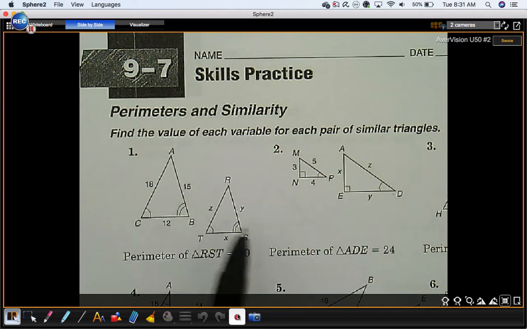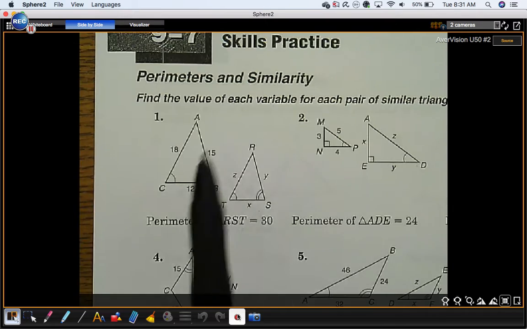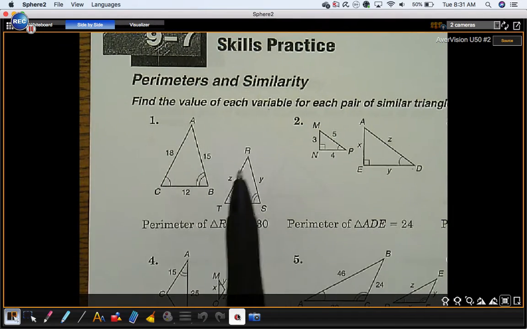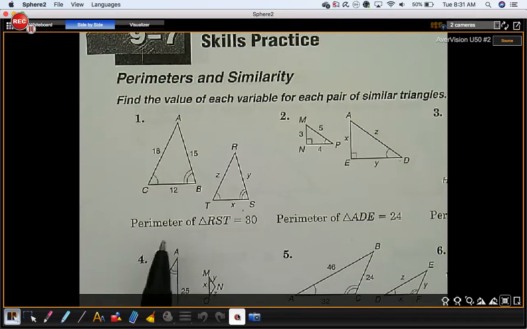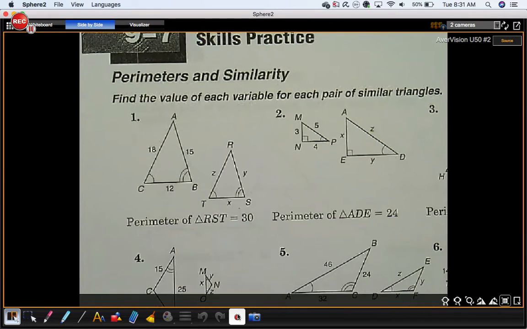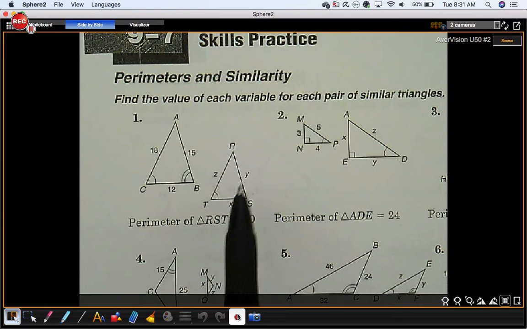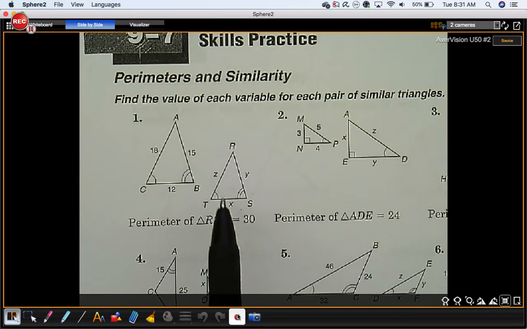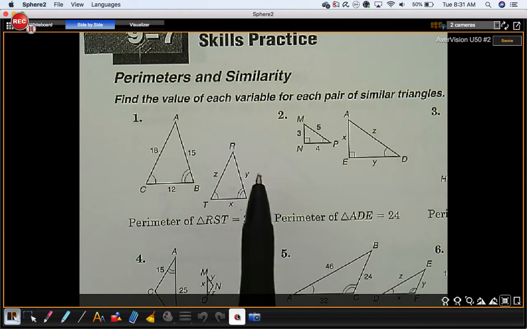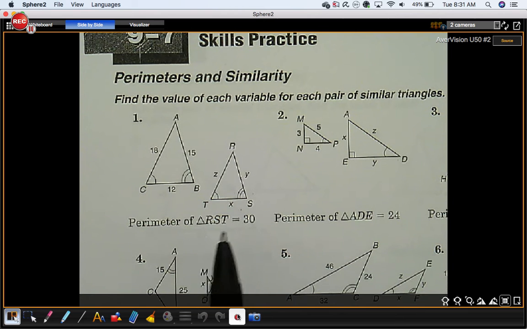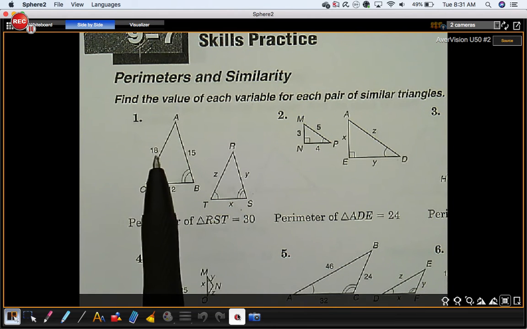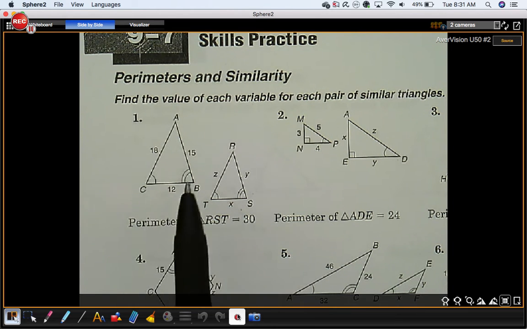So these two triangles are definitely similar by angle. We know all of these side lengths on this big triangle. We don't know any of the side lengths on the little triangle. But we do know that the perimeter of the little triangle is 30. That means the three sides add up to 30. So it could be any combination of numbers that add up to 30, but it's got to be a combination of numbers that ends up making proportional sides that correspond.